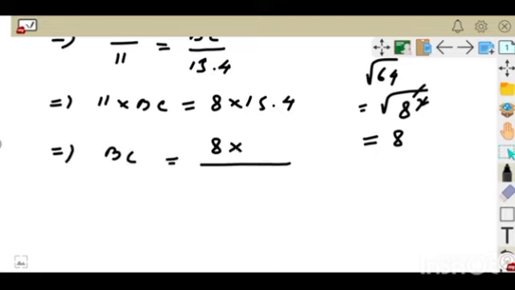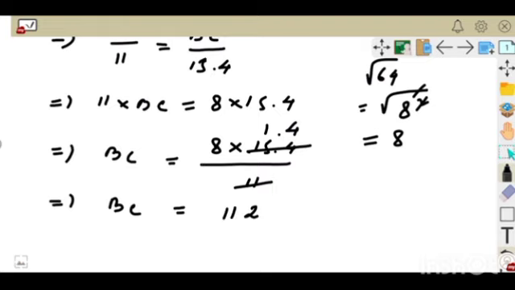Next we'll write BC equals 8 into 15.4 divided by 11. Now see properly, let me cancel 15.4 and 11. 11 ones are 11, 11 fours are 44, so BC is 8 into 1.4. 8 fours are 32, we get 3 in hand, 8 ones are 8, 11. So after the point we have only one digit. 1.4 means after the point we have only one digit, so I need to put the point before the 2 here.